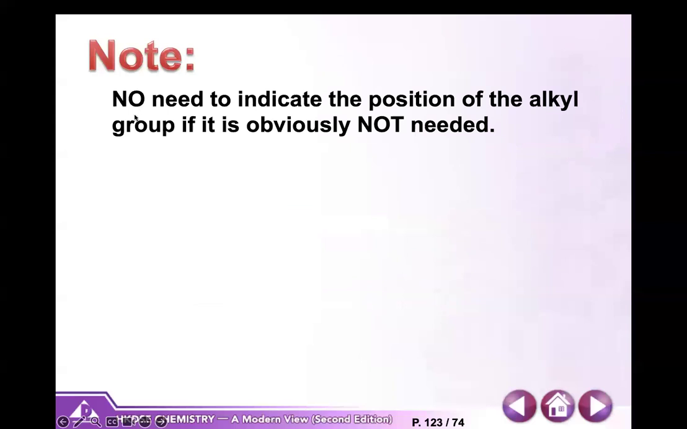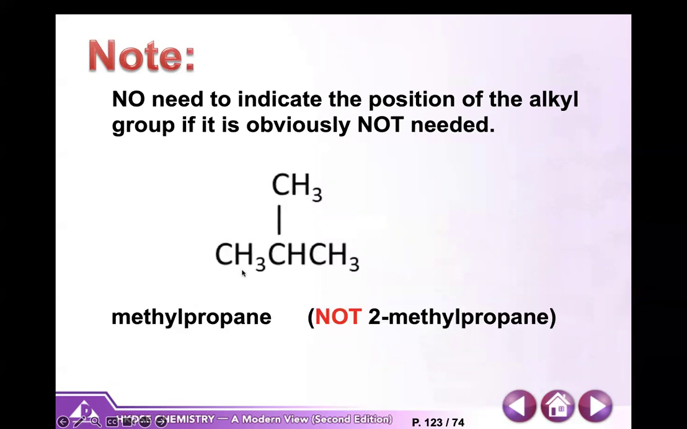It is necessary to remember that if the position of the alkyl group is very obvious, then we don't need to assign any number to it. For example, for this one, we will not say 2-methylpropane, because it is obviously at the second position. The methyl group cannot be on the first carbon or the third carbon, because if it were, the name would be butane. So the only branched position must be the second carbon. For the obvious case, we don't need to mention the 2.